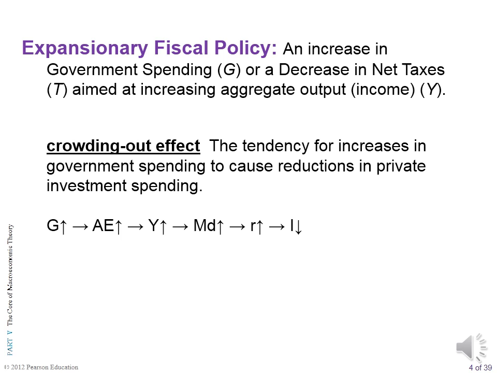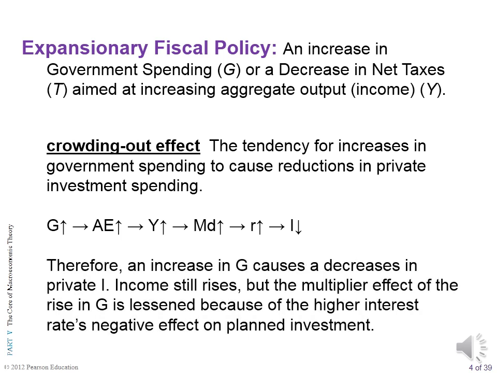This is the crowding out effect, which is very important and we would like to talk about. Therefore, an increase in G causes a decrease in private investment. Income still rises, but the multiplier effect of the rise in G is lessened because of the higher interest rates' negative effect on planned investment.